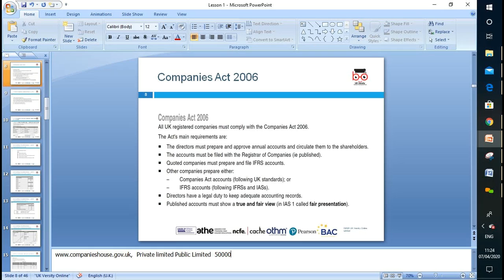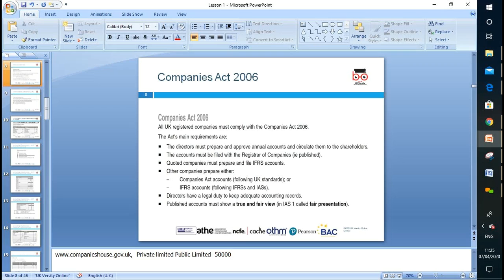All UK registered companies must comply with the Companies Act. The Act requires that directors must prepare and approve the annual accounts and circulate them to the shareholders. The accounts must be filed with the registrar of companies. Quoted companies prepare accounts under IFRS, International Financial Reporting Standards. So how can we report? Other companies prepare their accounts according to UK standards, known as FRS, Financial Reporting Standards.